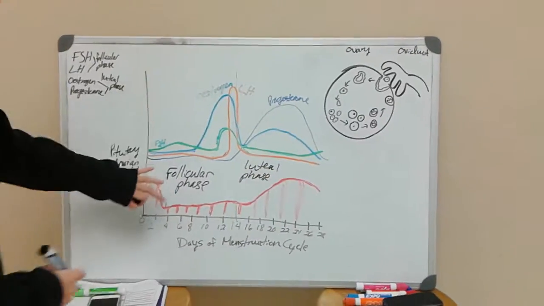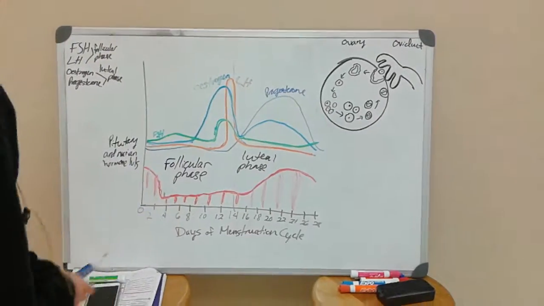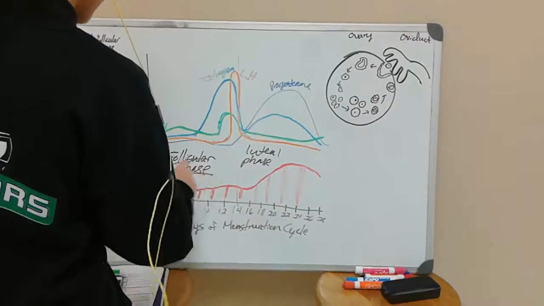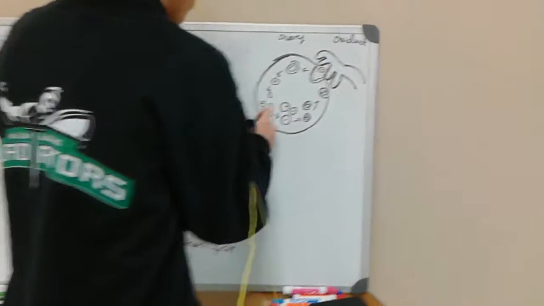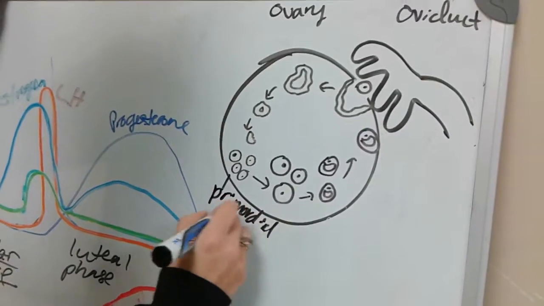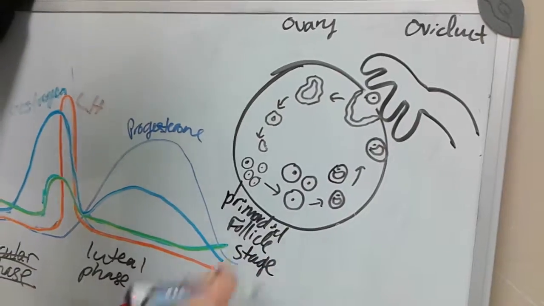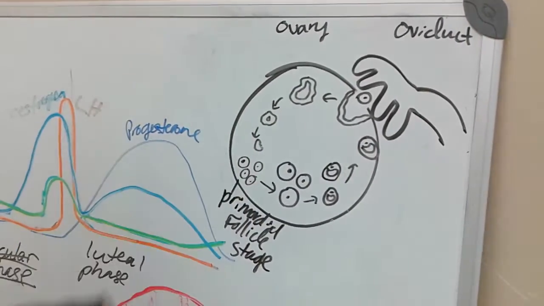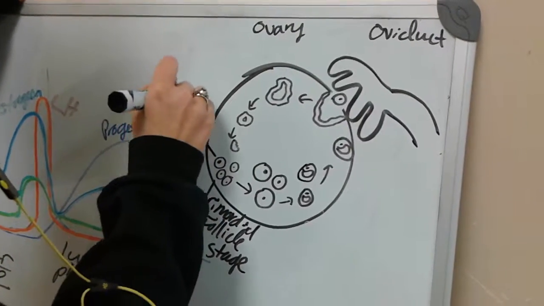So before we go into this graph, I want to go over the ovarian cycle, which takes place within this phase. So what first occurs is that you have the primordial follicle stage. And these are just made up of oocytes surrounded by follicle cells. It's otherwise known as the egg nest.